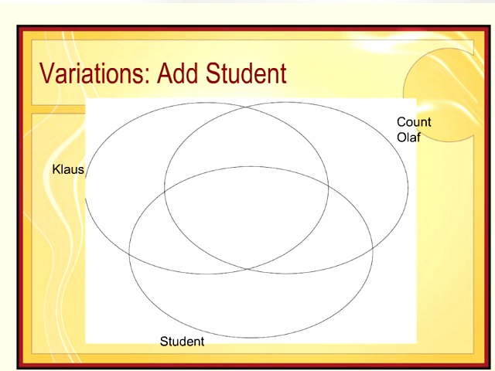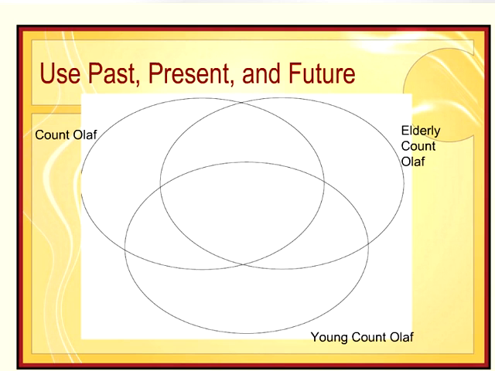How do you add another level of thinking? Well, notice this is a 3-circle Venn, and we have the antagonist, Count Olaf, the protagonist, Klaus, and then we have the student. And the student would be thinking about, what do I have in common with these 2 other characters? How am I different from those characters? Another variation is to use prediction. Count Olaf, as he is in the story itself, what might he have been like as a young child, and what might he be like as an older Count Olaf?